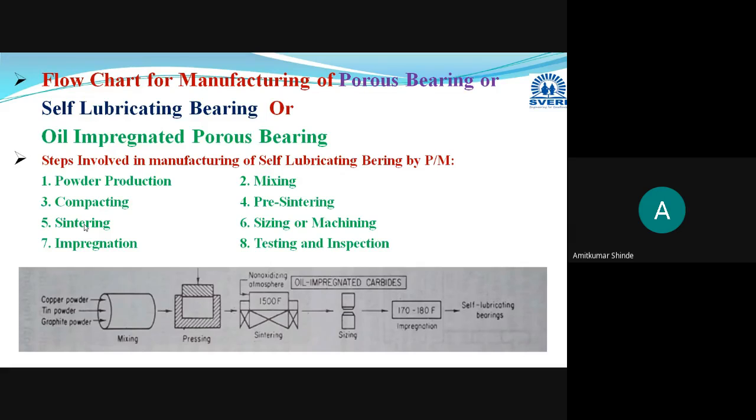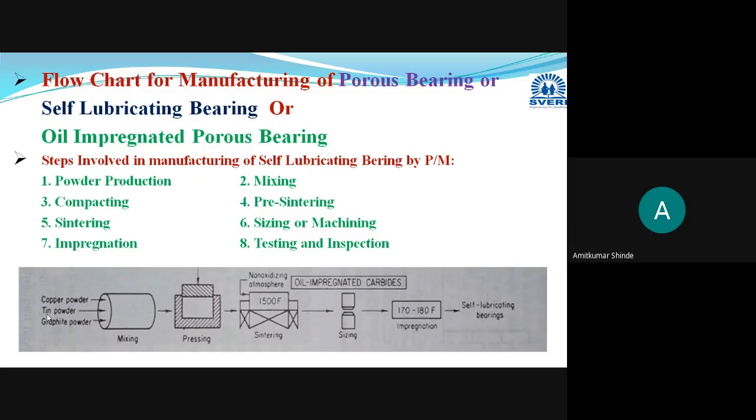And what will happen during this sintering process? Here we have two types of powders, copper and tin. Graphite we have eliminated. Now copper and tin powders are there. At 800 degrees Celsius, this tin powder will start melting. Due to this melting, these tin powder particles will get diffused on the copper powders. This is the diffusion process.